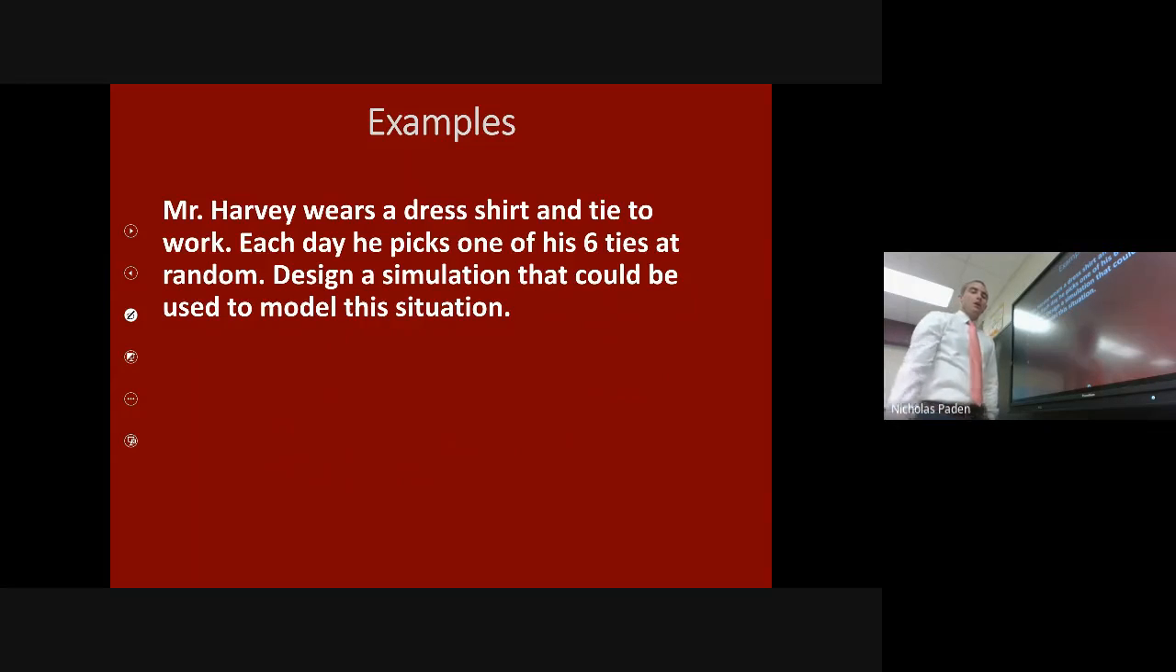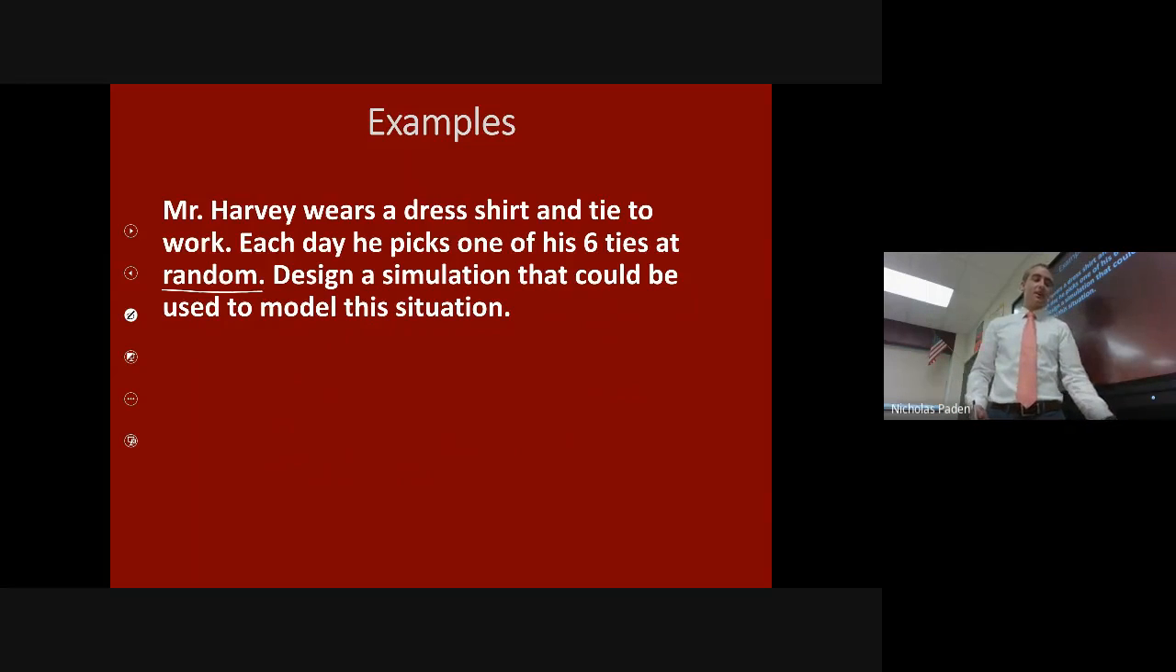Okay, so once again, the word is random. Whenever you do this, all of the possibilities need to have the same probability, the same chance of happening. He picks one of his 6 ties. So for this one, what makes the most sense? If we're talking about 6 different ties, the best thing that we would do would be to roll a die.